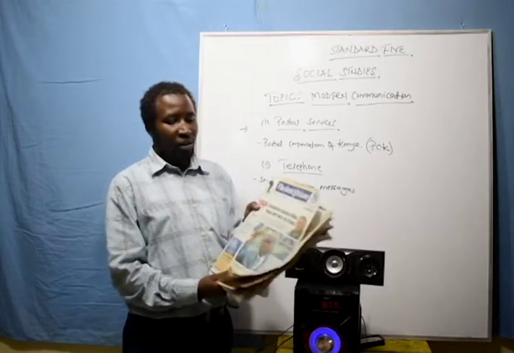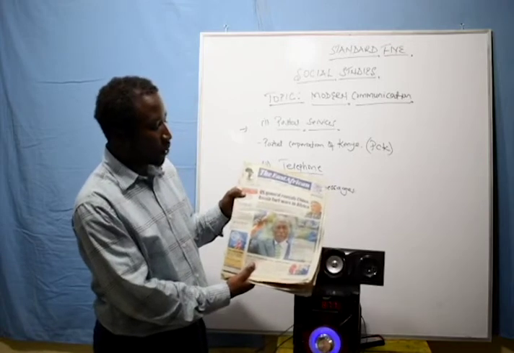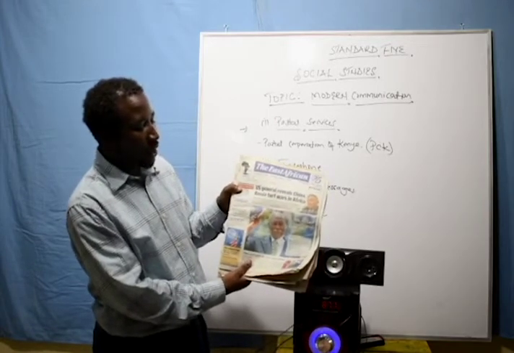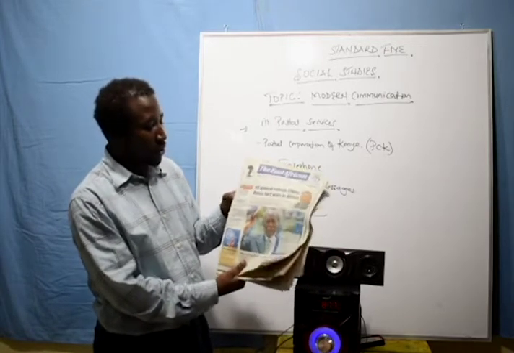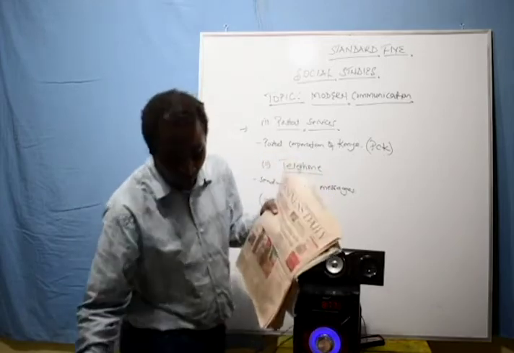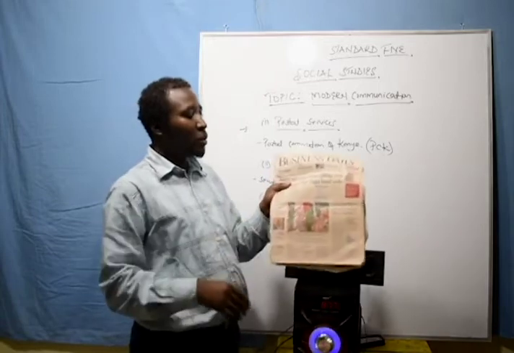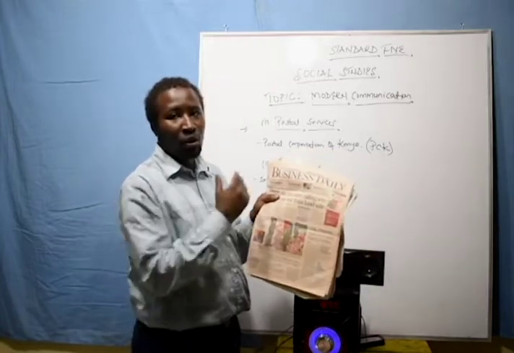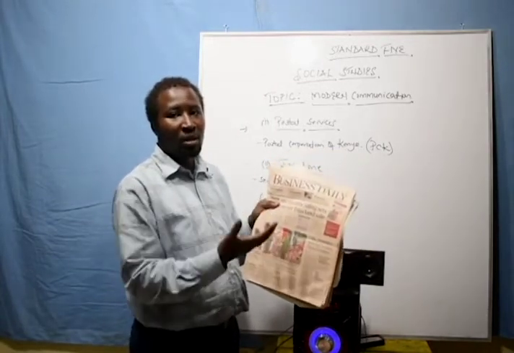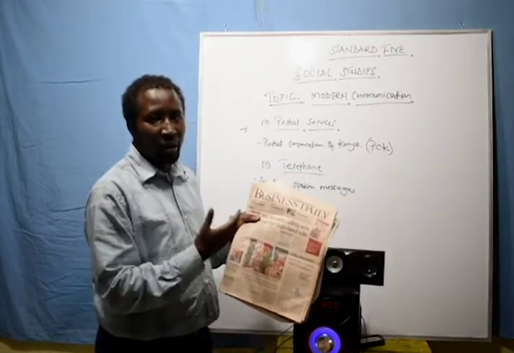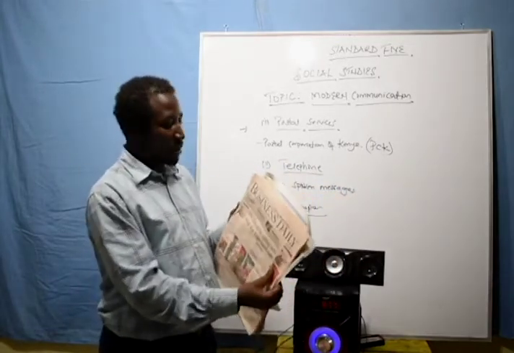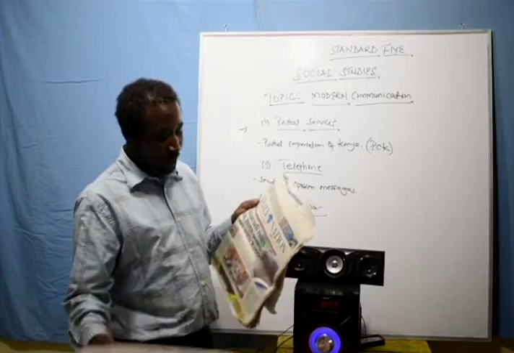Okay. For example, this newspaper talks about US general reveal China, Russia tough wars in Africa. So these are newspapers that one could read and get useful information. Another kind of newspaper that we have is the Business Daily, dealing with business issues that we have in the country.